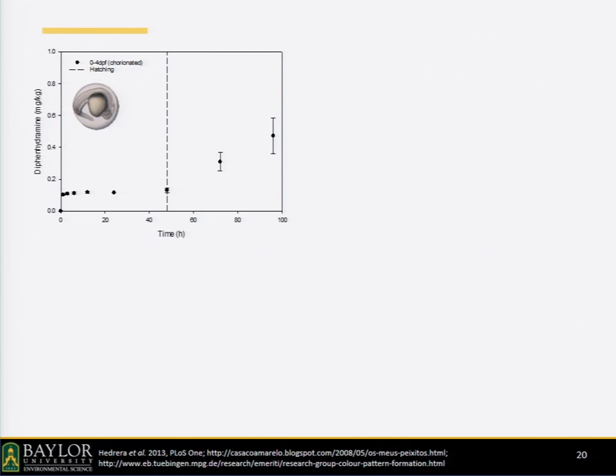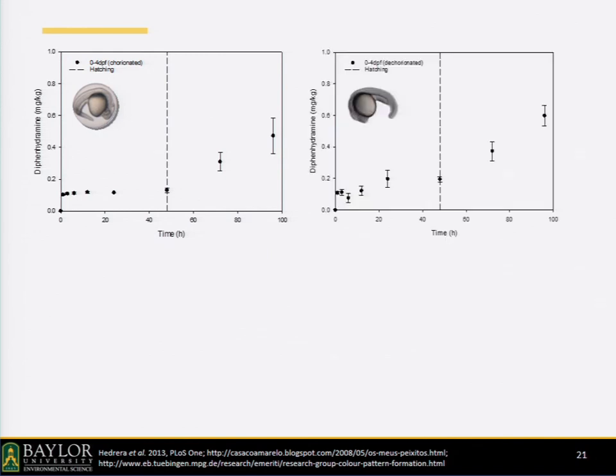So you'll note in the photo that these organisms are chorionated, or in an acellular membrane. And from the first hour post-exposure up through that natural hatching period, we see a fairly consistent internal diphenhydramine concentration that significantly increases after hatching. So I was curious if the chorion was influencing internal concentration of diphenhydramine. So I conducted the same exact experiment, but I enzymatically dechorionated the embryos before dosing.